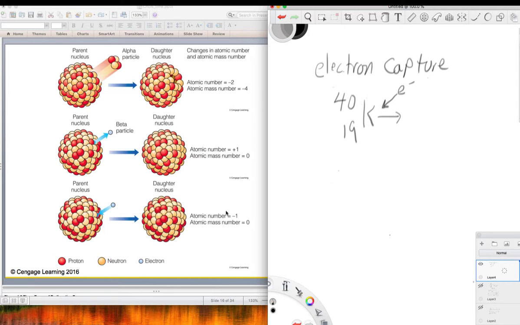We're going to decrease it by 1, because we're going to convert a proton to a neutron, which is both positive and negative at the same time. And so in that case, we're going to get something that's atomic mass 40, but has atomic number of 18. And you'll see that that element is argon. So the potassium-argon method of dating is one that we use quite a bit for volcanic rocks. Again, those are examples of alpha decay, beta decay, and this electron capture or positron.